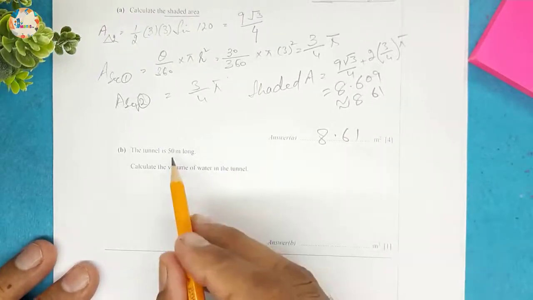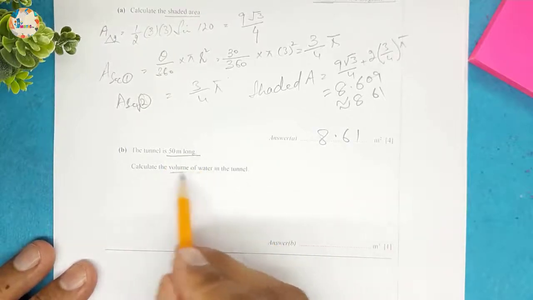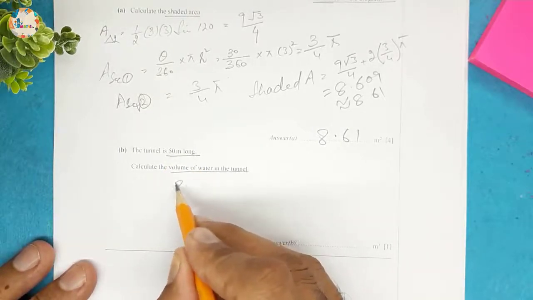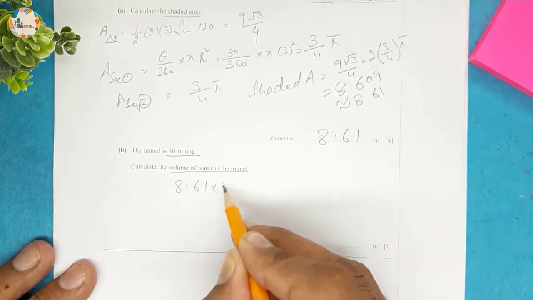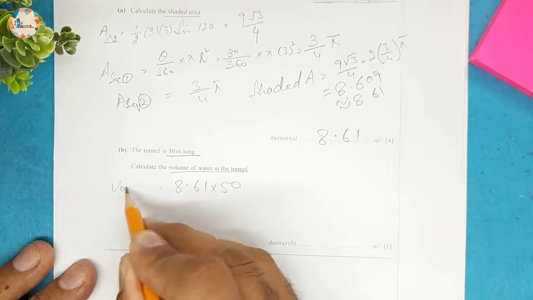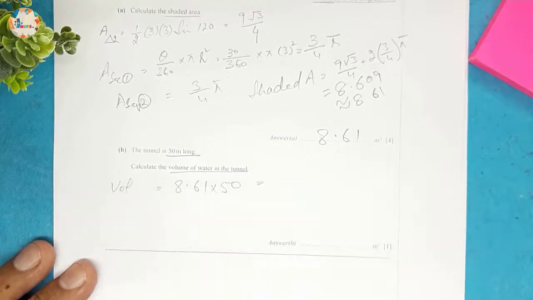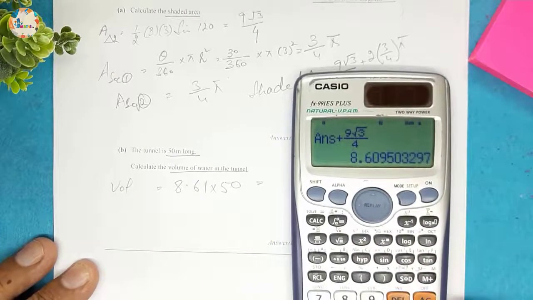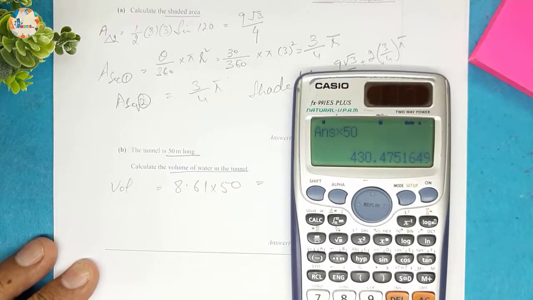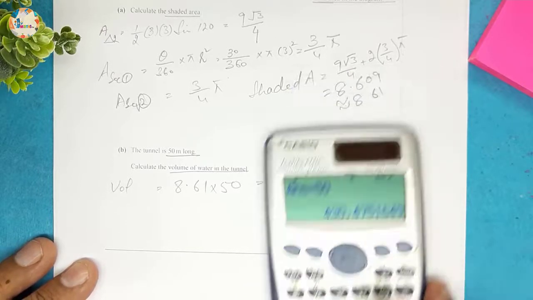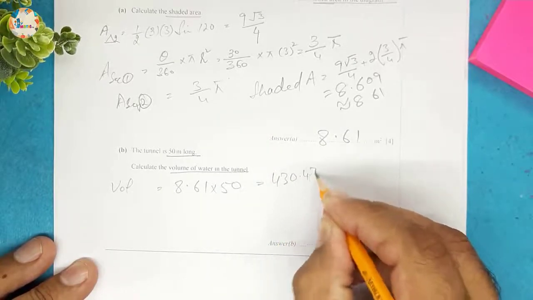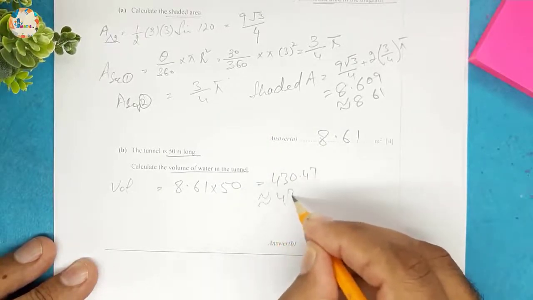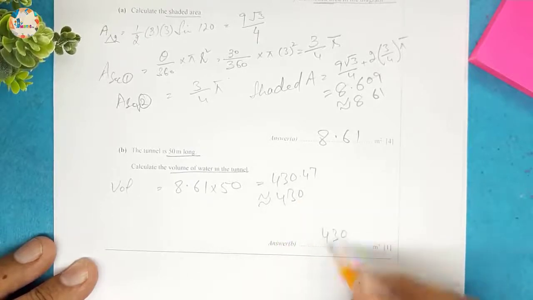The tunnel is 50 meters long. Calculate the volume of water in the tunnel. So 8.61 multiplied by 50 will be the volume of water, and this multiplied by 50 will be equal to 430.47, approximately 430. So 430 will be our final answer for this.